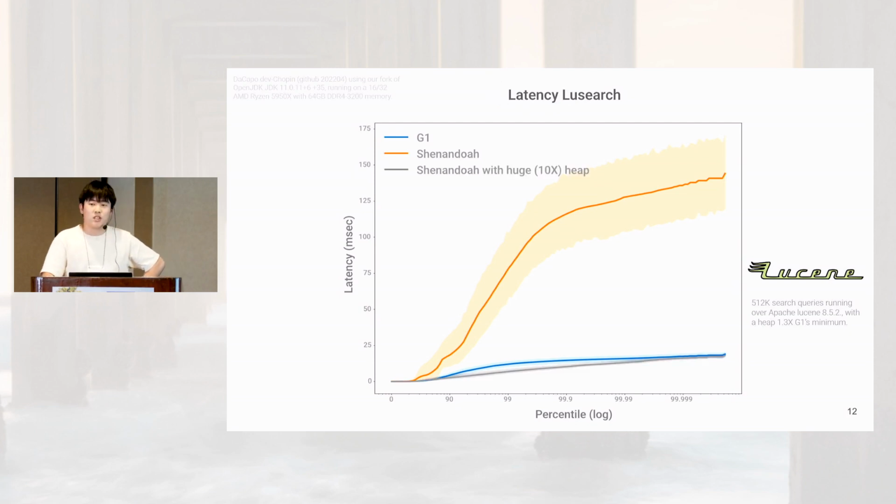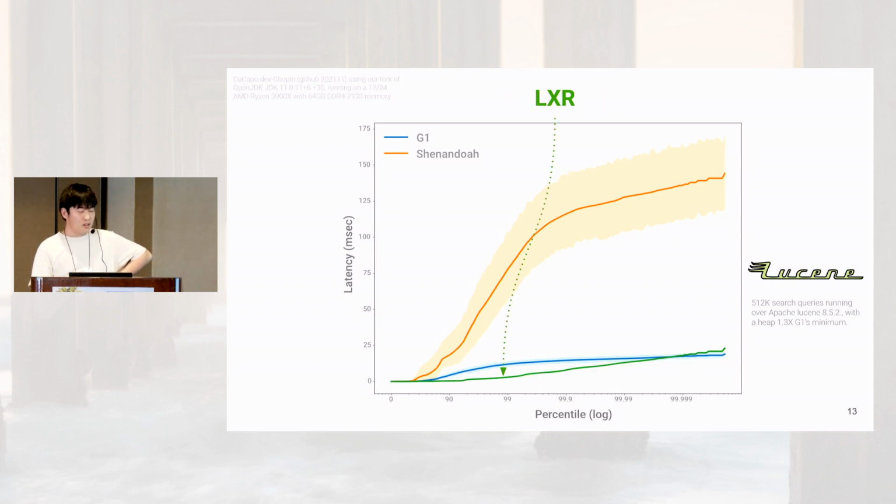And for those concurrent copying collectors like Shenandoah, because they consume extra computation resources for concurrent collection, the only thing you can do to improve latency is to trade space for time. And here we show that if we give Shenandoah 10x more heap, it is now able to match G1's latency, but on a much smaller heap size. However, our objective for LXR is that we will have better latency than both G1 and Shenandoah, and also competitive throughput with the two collectors.